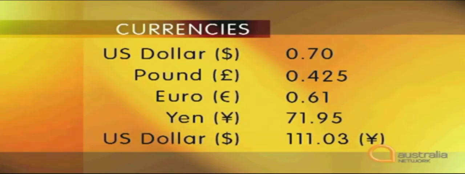Listen for different currencies. Against other currencies, however, the trend is a little different, falling against the pound, closing at 0.425, a slight drop on yesterday, and 0.61 euros. The yen is also strengthening at 71.95 and considerably higher against the greenback at 111.03 yen. There were a number of different currencies mentioned in that clip. The pound, the euro, the yen, the greenback. Let's have a look at them.